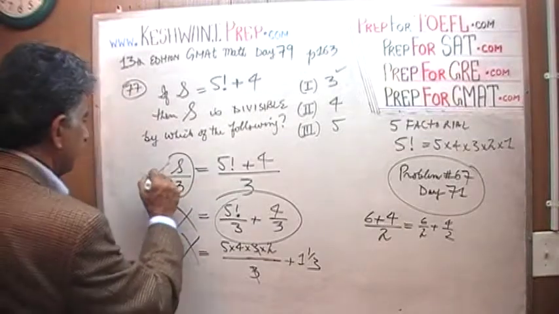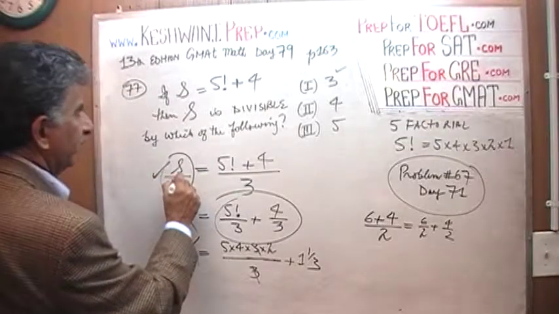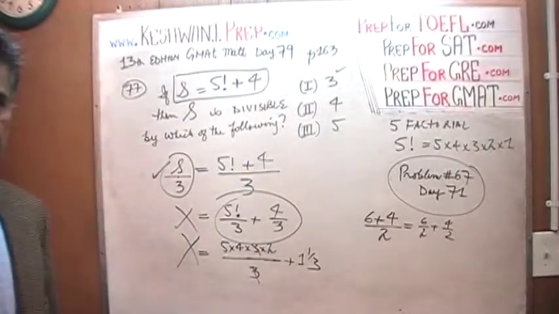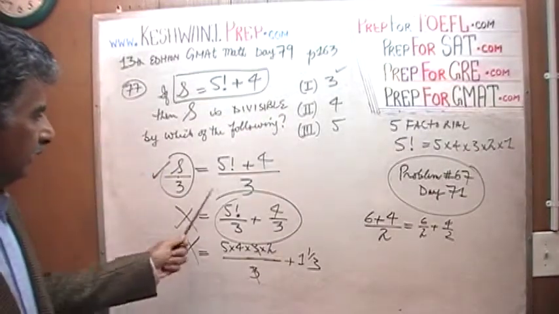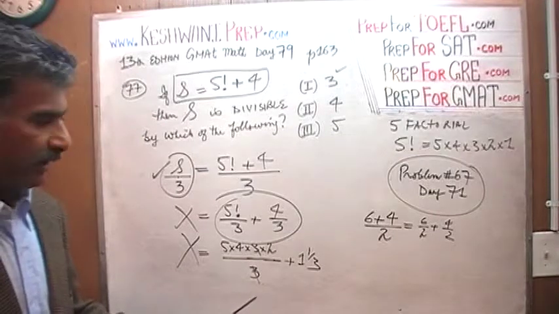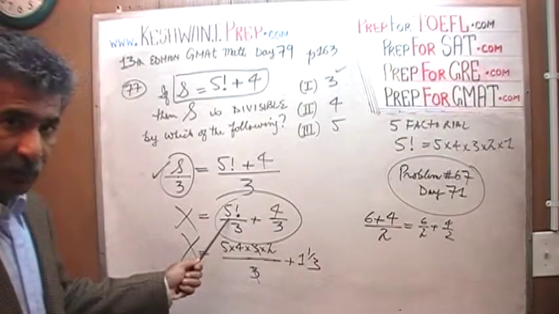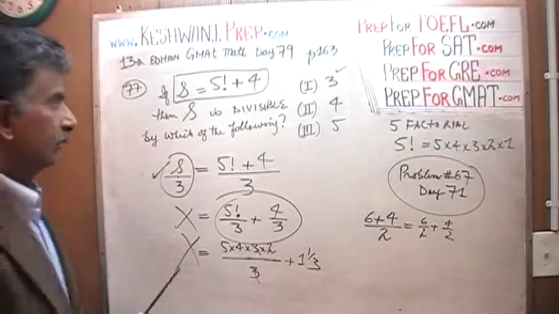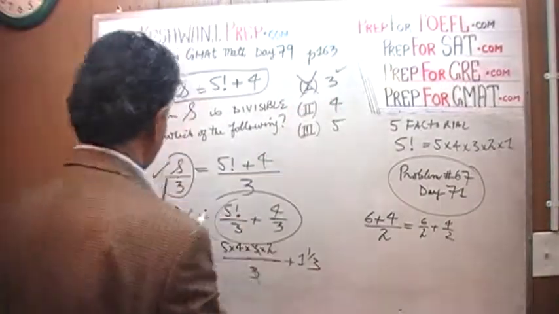This quantity, S over 3, S is 5 factorial plus 4. If you were to divide by 3, it will not be possible. It will not divide evenly. This part, 5 factorial, will be divided by 3, but we cannot divide 4 by 3. So that's not the answer. Let's do the second one.